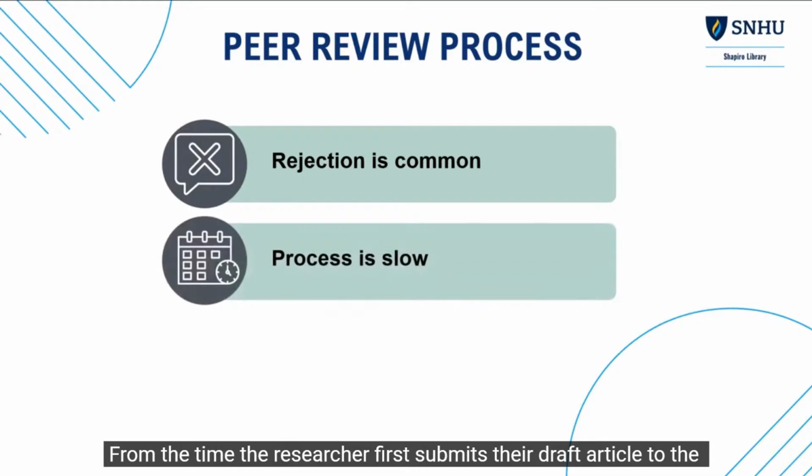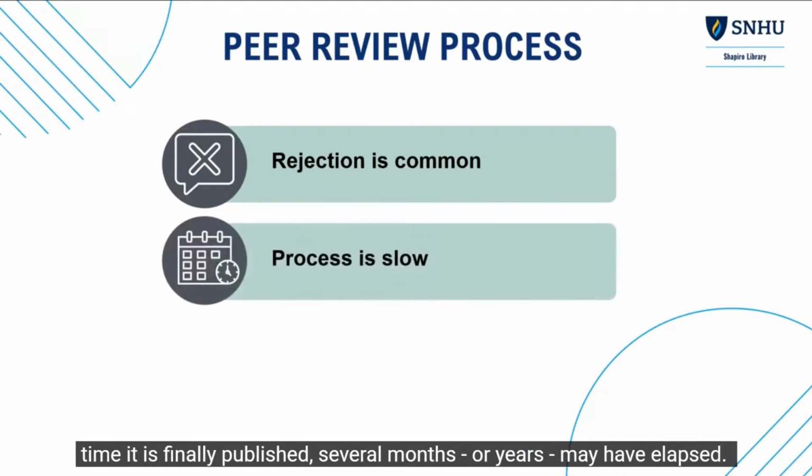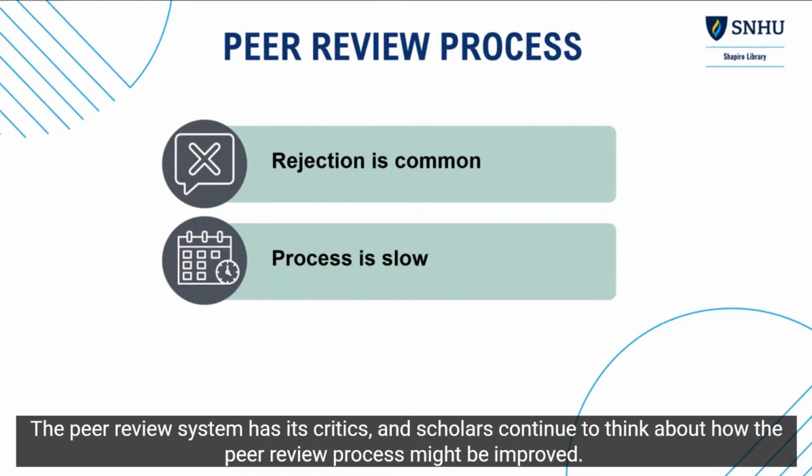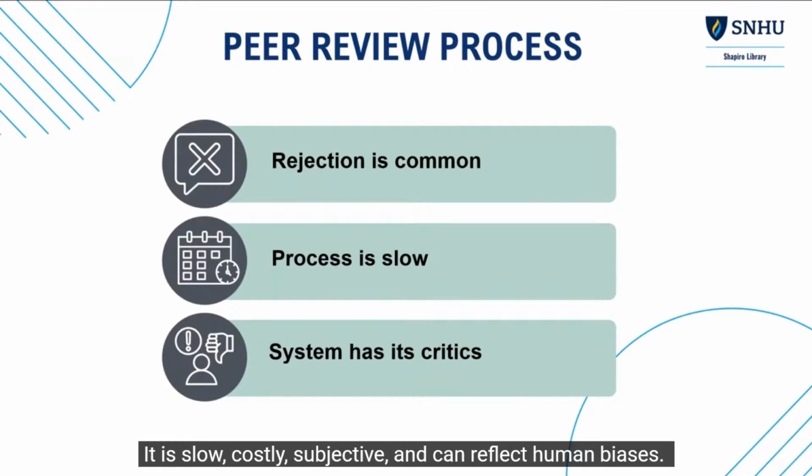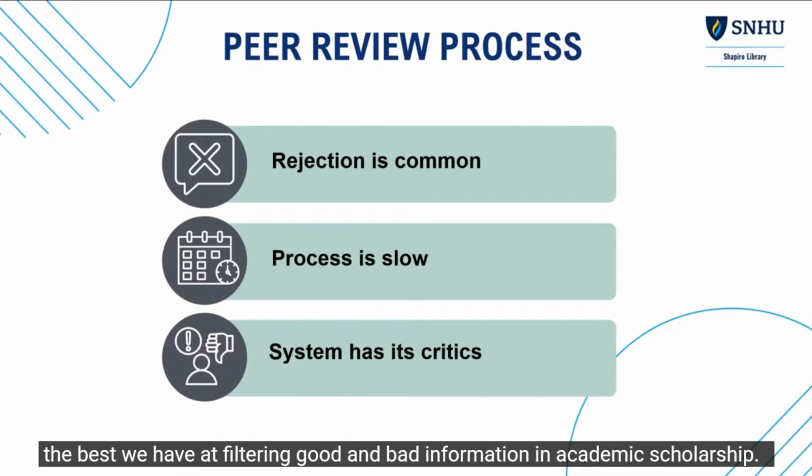From the time the researcher first submits their draft article to the time it's finally published, several months or years may have elapsed. The peer review system has its critics, and scholars continue to think about how the peer review process might be improved. It's slow, costly, subjective, and can reflect human biases. Despite its imperfections, it generally works well and is the best we have at filtering good and bad information in academic scholarship.